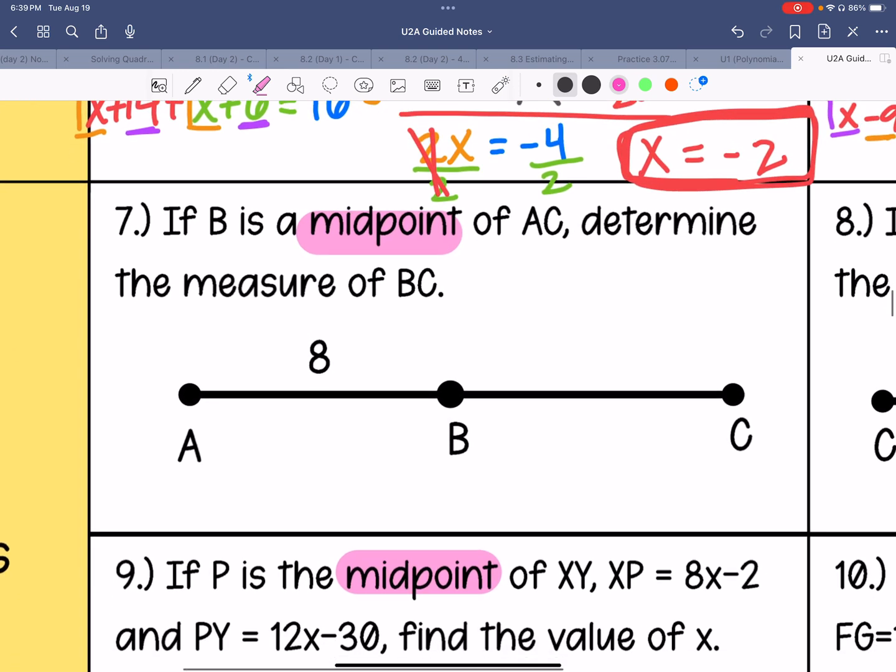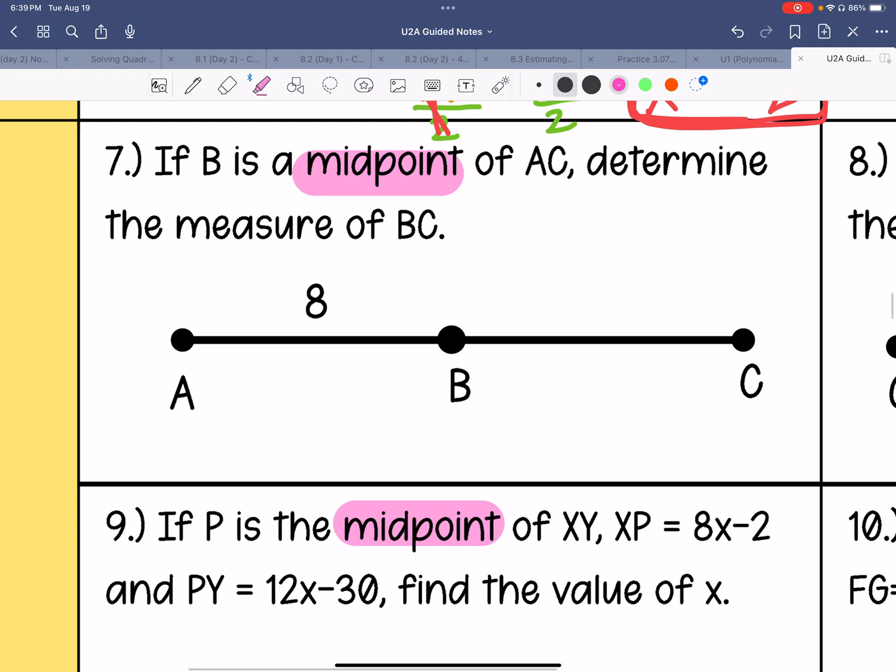Okay, our midpoint is telling us that we have divided something into two equal parts. So if we are told that B is the midpoint of AC, if this is my midpoint, then that means that on either side of my midpoint, I should have two equal parts. So when I'm asked to find the measure of BC, I know that this side, BC, has to equal the other side, AB, so that means that BC is also 8. So that is what our midpoint tells us. It tells us that we have two equal parts.